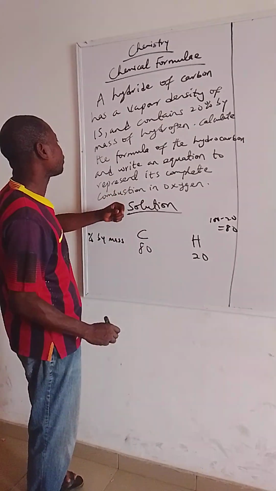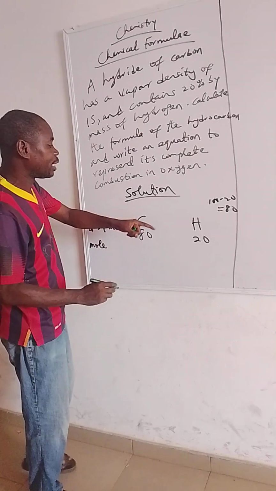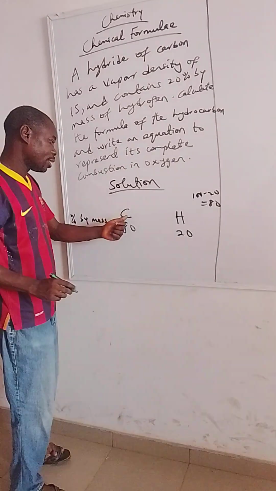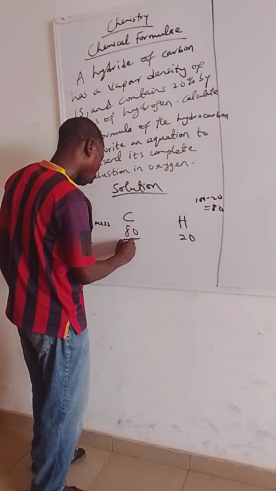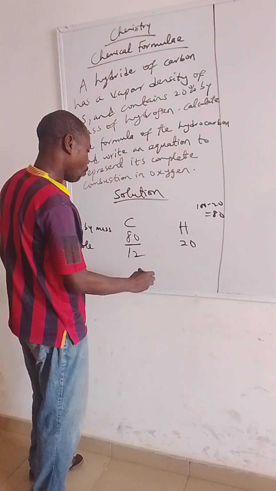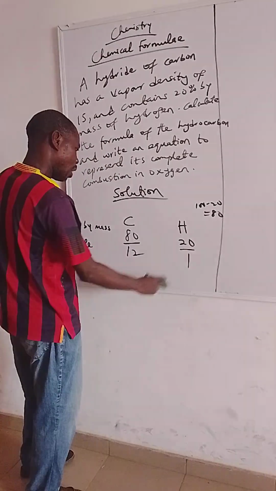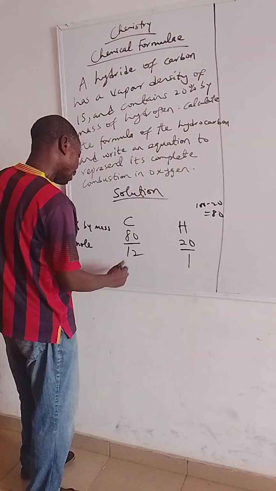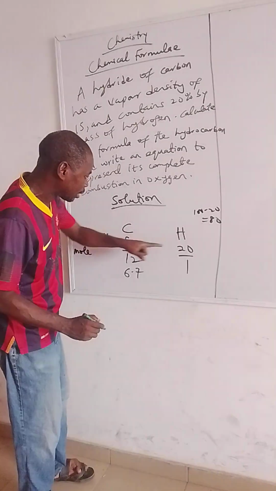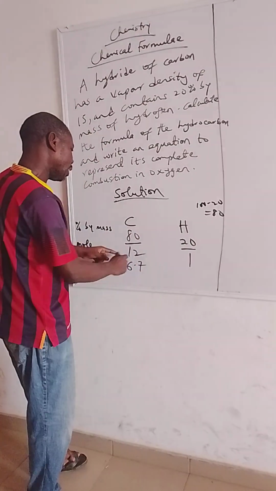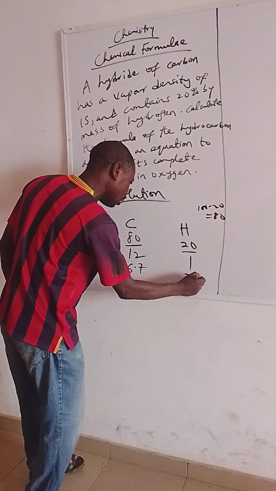So the next line of action is to find the mole. Mole is equal to the reacting mass over molar mass. The atomic mass of carbon is 12, so I'm going to divide 80 by 12. The atomic mass of hydrogen is 1, so I'm going to divide 20 by 1. Reacting mass over molar mass gives me the number of moles. So 80 divided by 12 is 6.7, and 20 divided by 1 is 20.0.